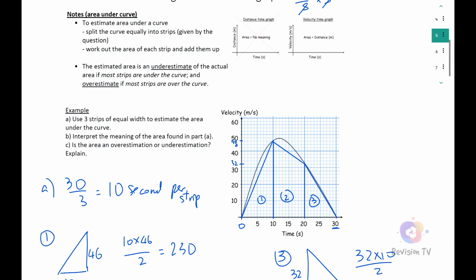So part C, the answer, I'll just put in here. Part C, the answer is the area is an underestimate because most strips are under the curve.